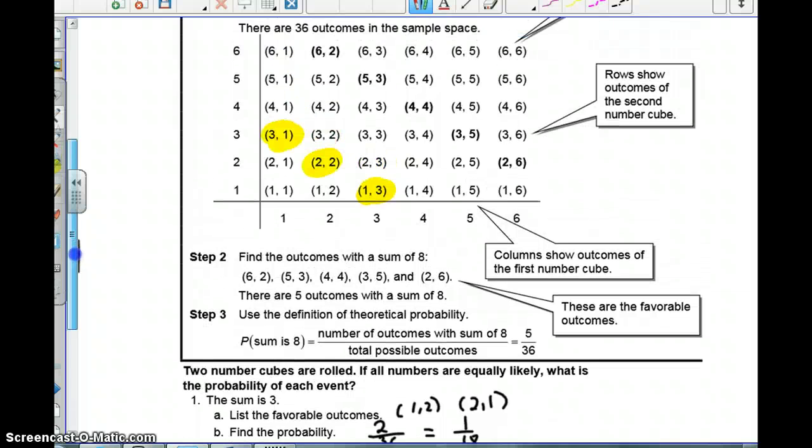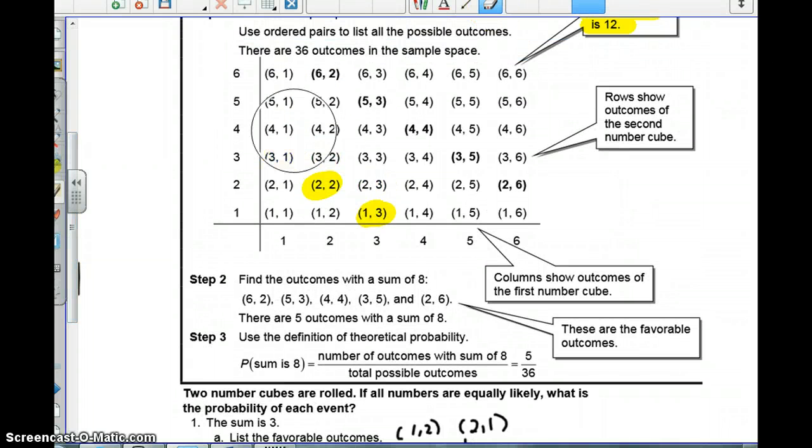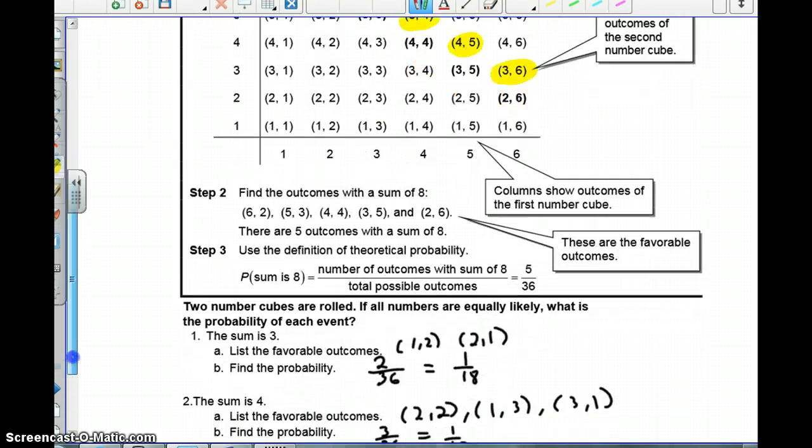And lastly, a sum of 9. Same process. We're going to come up to the chart and we're going to think of all the ways that we can find a sum of 9. And that would occur with 6 and 3, 5 and 4, 4 and 5, or 3 and 6.